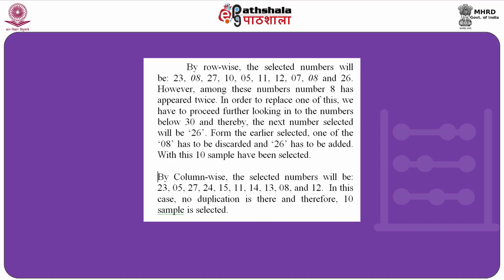A similar procedure may also be followed column wise. If you follow column wise, the selected numbers will be 23, 5, 27, 24, 15, 17, 14, 13, 8 and 12. In this case, there is no duplication and therefore 10 samples are selected. One can use any one of these samples for further study.